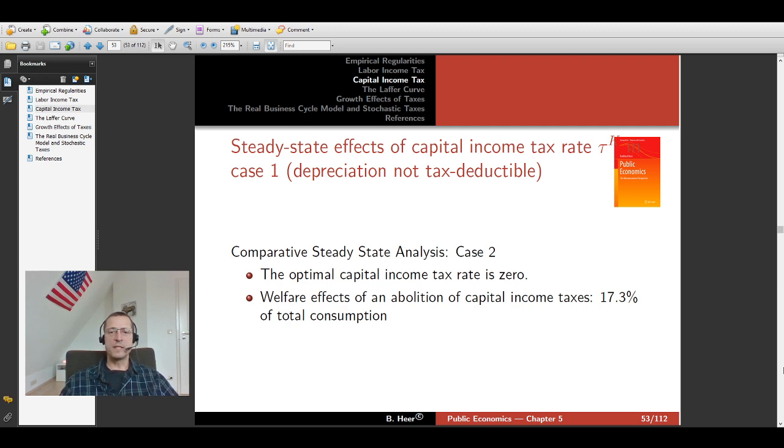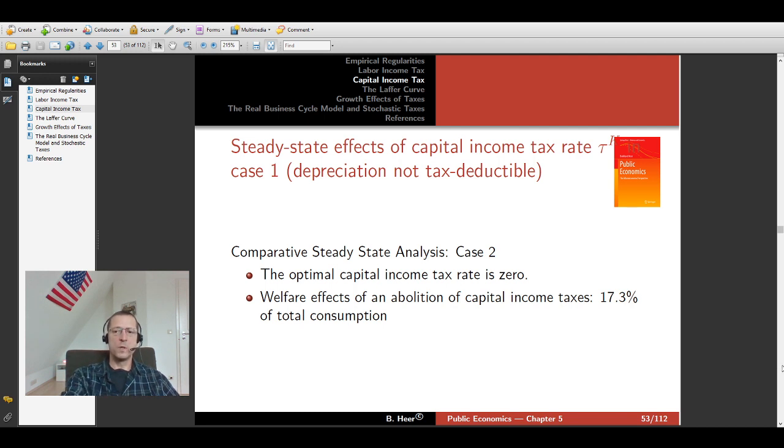And the welfare effects are even much stronger, 17.3% of total consumption, or more than $5,000 per capita per year in the United States.